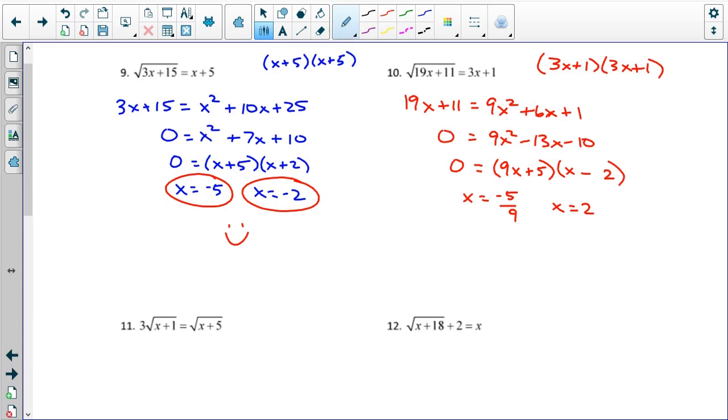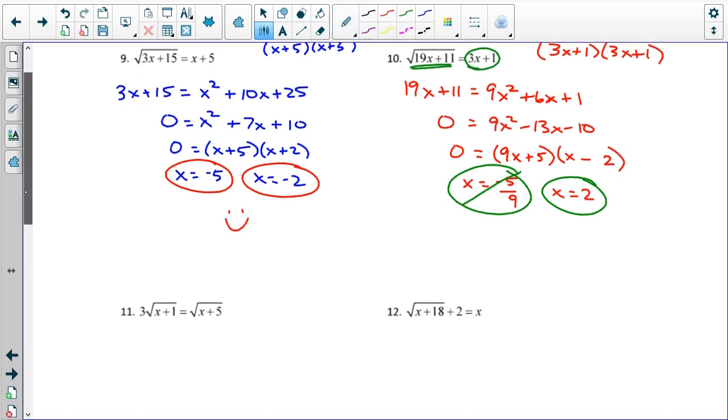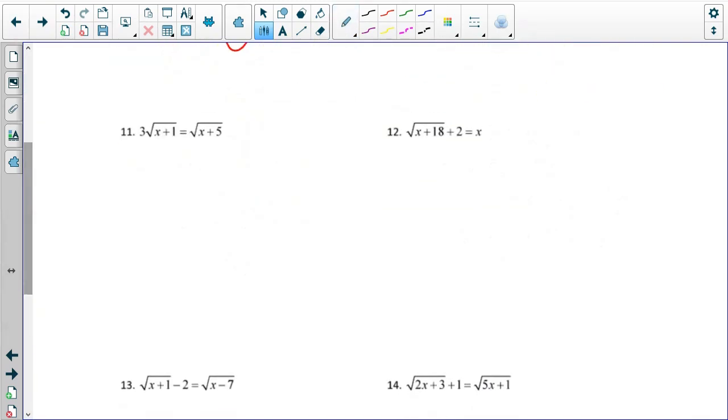When I substitute these values in, I'll try 2 first because that's a little bit easier. 3 times 2 plus 1 is 7. So the square root of 38 plus 11 is the square root of 49. 7 equals 7. That's a winner. If I try negative 5/9, 3 times negative 5/9 is negative 15/9, which is the same thing as negative 5/3. Negative 5/3 plus 1 is a negative number. I can never have a square root equal a negative number in the real numbers. So negative 5/9 does not work. Make sure that you check for extraneous solutions all the time.